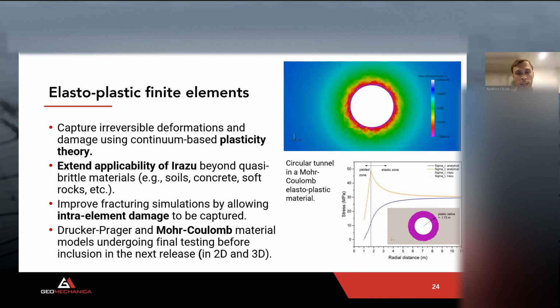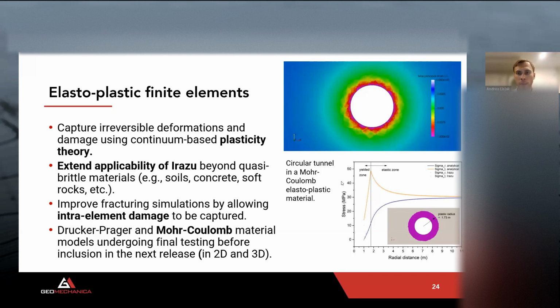And as I said, it can also be used together with the fracturing modeling capability to improve the fracturing simulation by allowing intra-element damage via elastoplasticity at the finite element level. So far, we have added two main models, the Drucker-Prager and the Mohr-Coulomb, which is widely used in rock mechanics, and more will probably be added in the future. And we'll have this feature in both 2D and 3D.